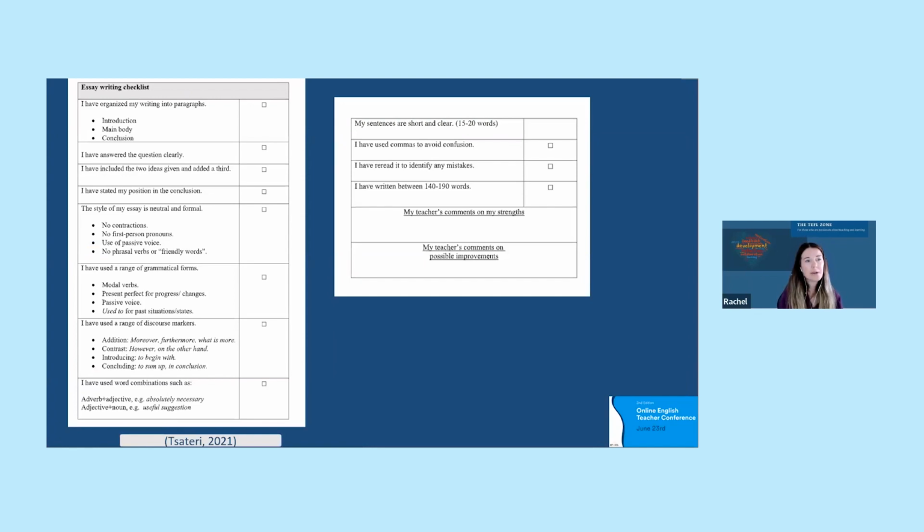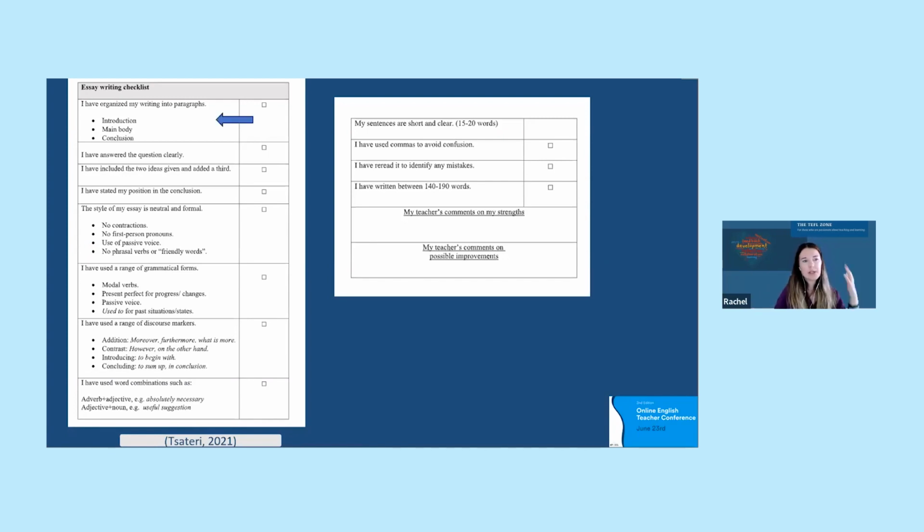I'm going to show you an example, one that I have created and was published in IATEFL Voices. I used it for my B2 learners. They were studying for the Cambridge First Certificate exam, and they had to write an essay, of course. So I created this essay writing checklist. There were some elements, they had to read them, check if they'd included them, and then tick the boxes.